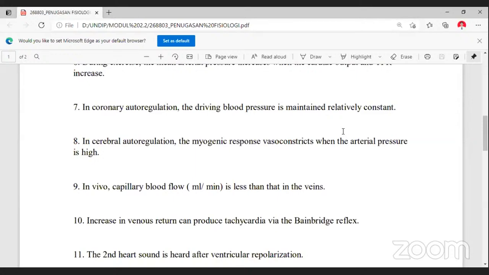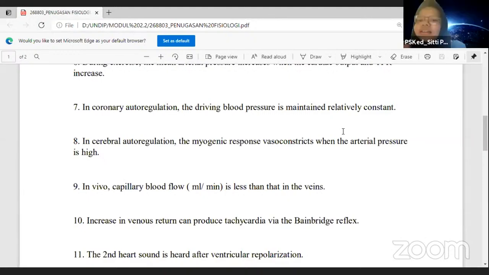Dita, are you ready? Yes. So, you have a different opinion? I think for number 7, the answer is true, Professor. Okay. So you agree with Karina? Yes, I agree with Karina.